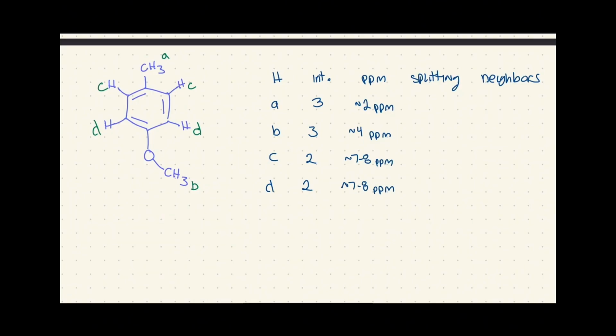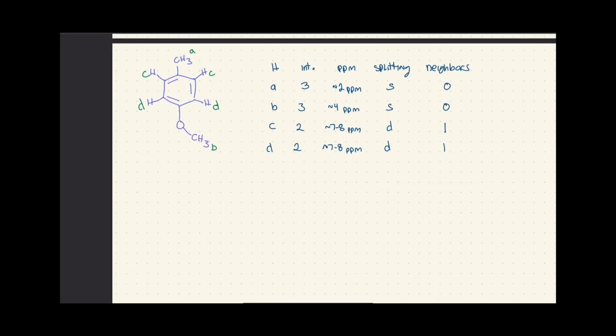If we look at the neighbors, I see 1 carbon away from A, there are no hydrogen. So I don't have any neighbors. That means that if we're thinking n plus 1 for splitting, I would go from 0 to 1. I would have a singlet. If I look at B, my neighbor is oxygen, again, there's no hydrogen. So I would be 0. It'd also be a singlet. If I look at HC, the only H that I see is D. And D also sees C. So I have 1 neighbor, so I would be a doublet. Same thing for HD. So this is what we imagine the spectrum would look like.